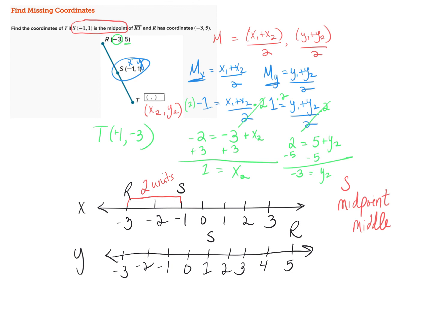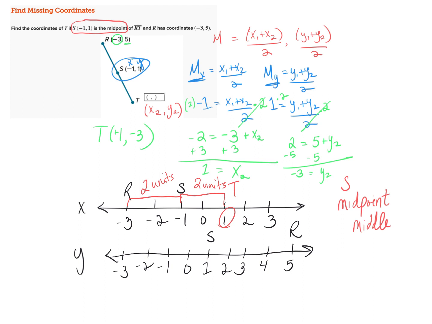And remember my original definition for a midpoint. A midpoint cuts a segment into 2 smaller congruent pieces. So if S is in the middle and along the x-axis R is 2 units away, that means for S to truly be the midpoint, T must also be 2 units away. And so that's how, using the number line, you'll notice we got positive 1 when we solved algebraically.